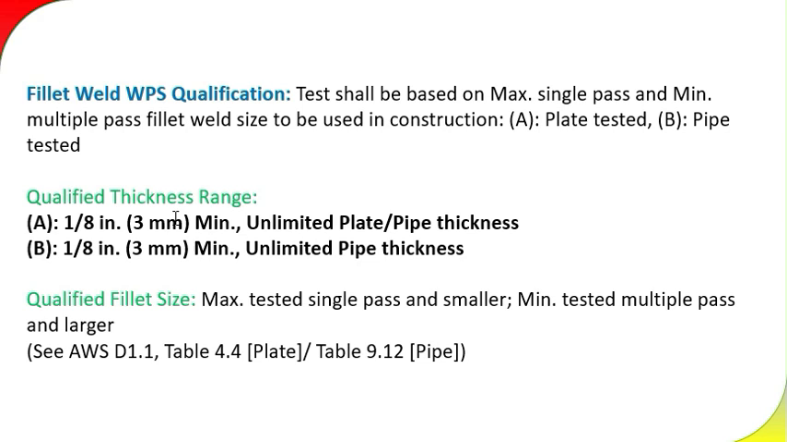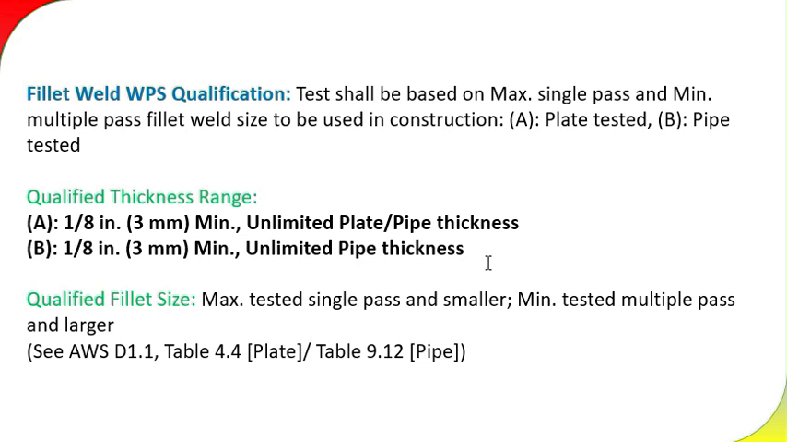So the qualified thickness range, A is 3 mm minimum to unlimited plate thickness and B is 3 mm minimum to unlimited thickness. This is plate and pipe both, and this is unlimited thickness. This is the qualified thickness range. So the qualified fillet size is the maximum tested single pass and smaller. If the single pass test is 8 mm, then the qualified size is 8 mm and smaller.